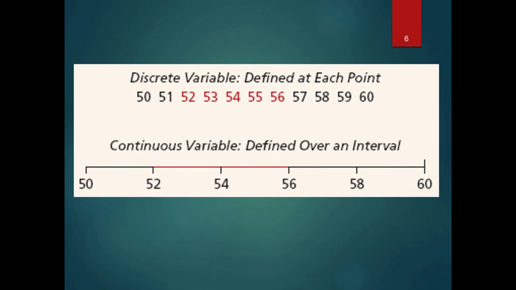For example, for the discrete variables defined at each point, we would talk about the probability of 52 plus the probability of 53 plus the probability of 54. Whereas in Chapter 7, where we're concerned with continuous variables, we want to think about intervals, and probabilities are areas under the curve.